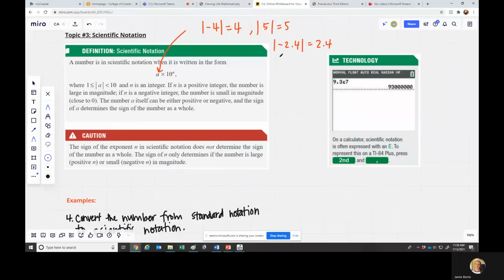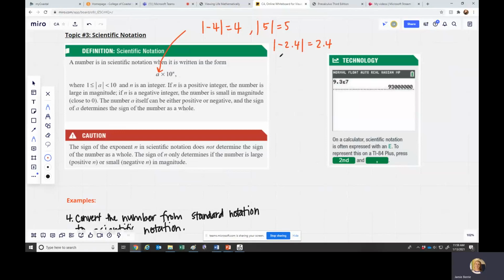It says n is an integer, so n is going to be a number like -1, -2, -3, or it could be +1, +2, +3. It could also be 0. If n is a positive integer, then the number is large in magnitude. So if the exponent is positive, the number is going to be really big. If the exponent is negative, that indicates your number is very close to 0. It's small in magnitude.